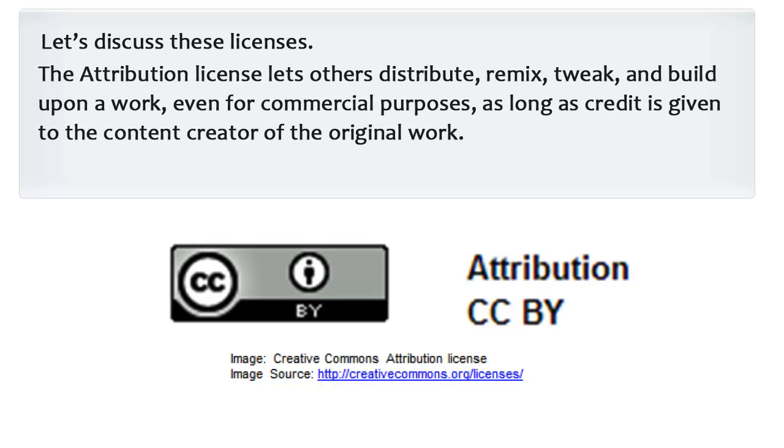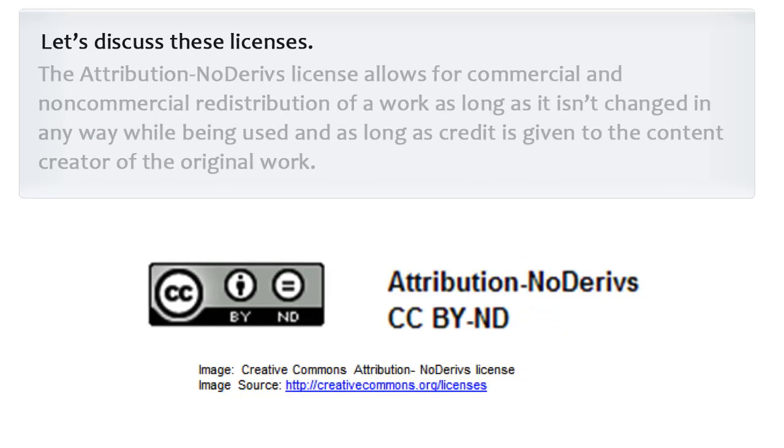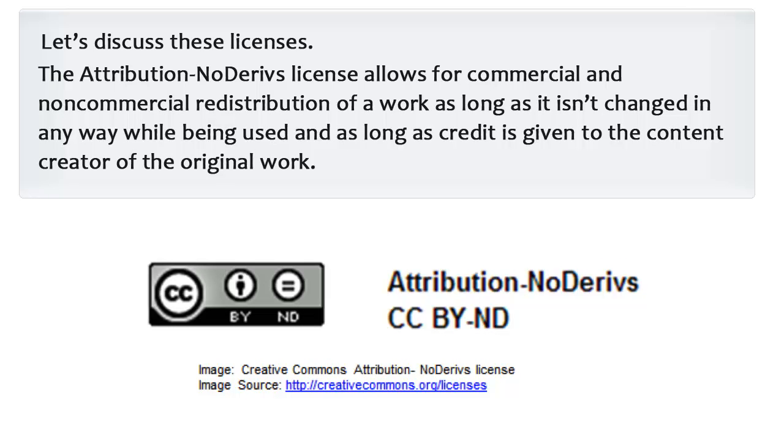The attribution license lets others distribute, remix, tweak, and build upon a work, even for commercial purposes, as long as credit is given to the content creator of the original work. The attribution no derivs, short for derivative, license allows for commercial and non-commercial redistribution of a work as long as it isn't changed in any way while being used, and as long as credit is given to the content creator of the original work.